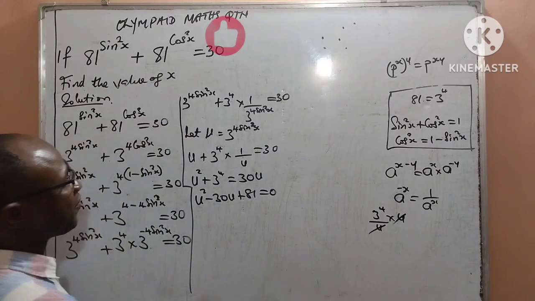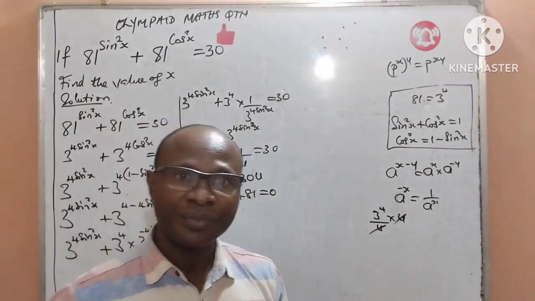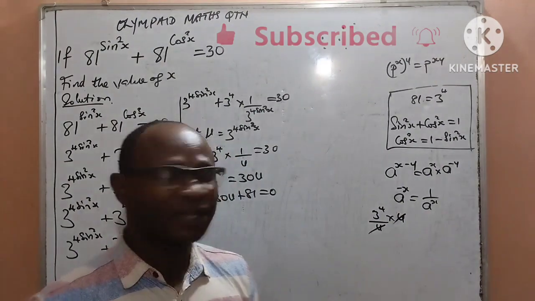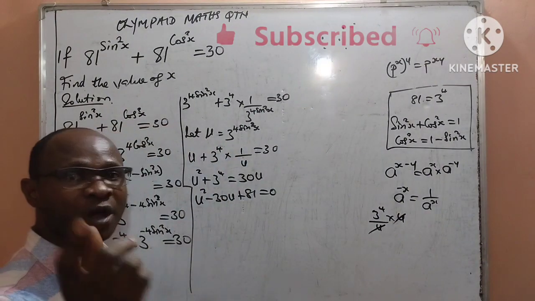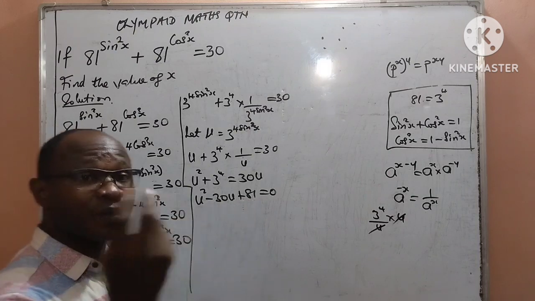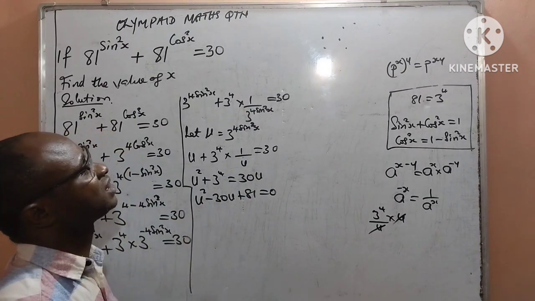Alright. Therefore, let me use the factorization method. I will look for two numbers that multiply to get 81, and when I add them, I get minus 30.